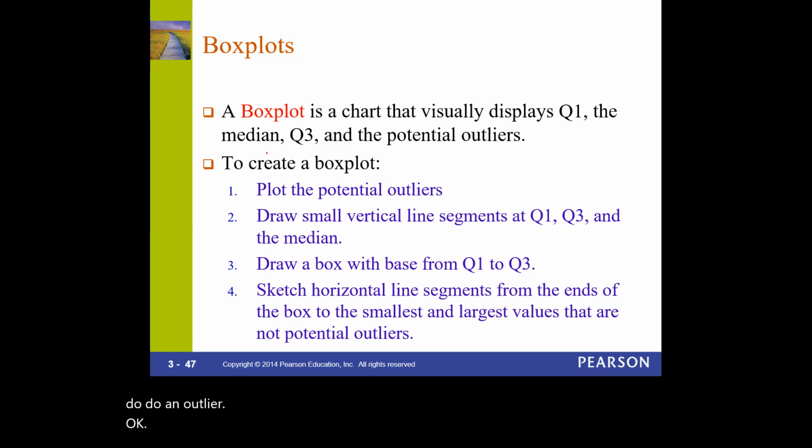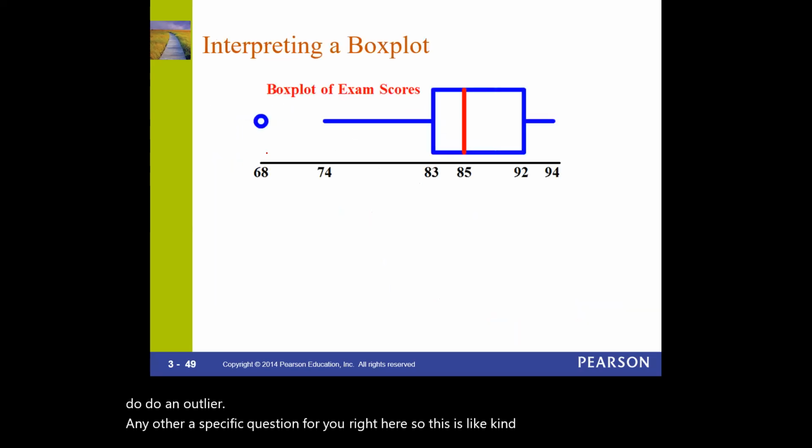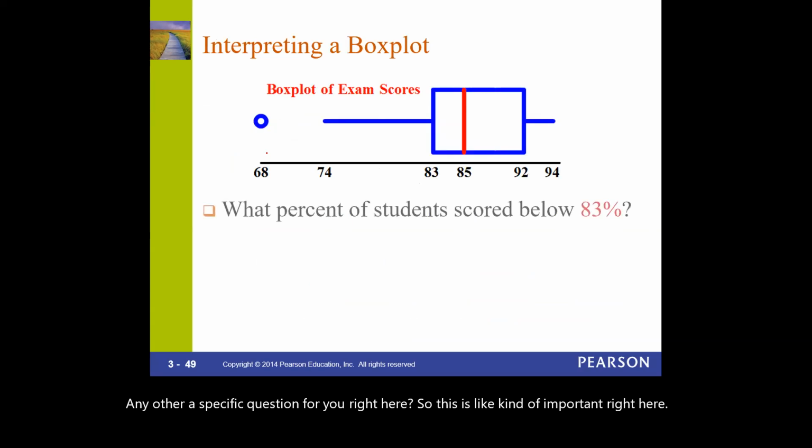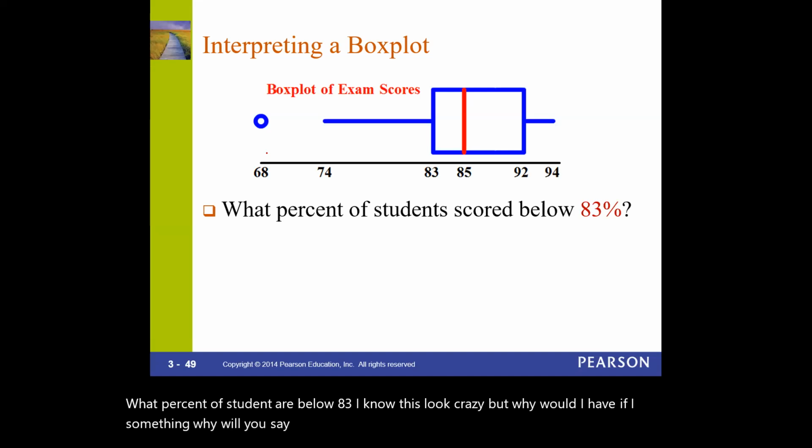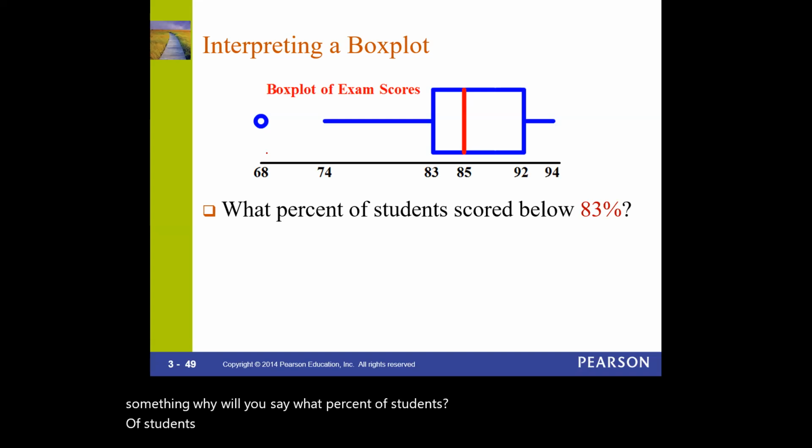Now I have a specific question for you right here. This is kind of important. So if I have the following question, if I say, what percent of students are below 83%? I know this looks crazy, but why would you say what percent of students score below 83%? Okay, by the way, don't get confused, okay?